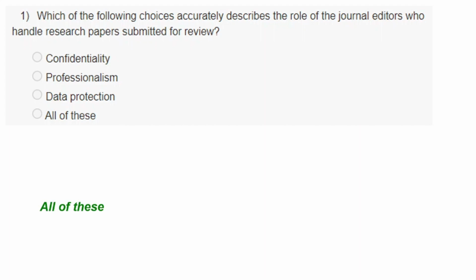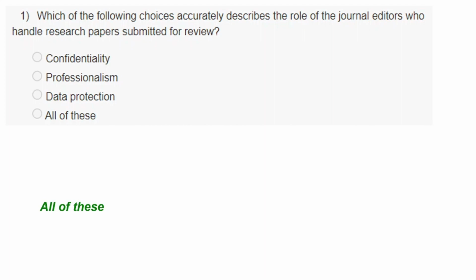Professionalism, obviously, you should definitely be professional. You should not be biased towards any opinion. You should not be biased towards any kind of data or any kind of relationship between any of the people involved in this entire process. Professionalism is something that is expected from each and every individual.